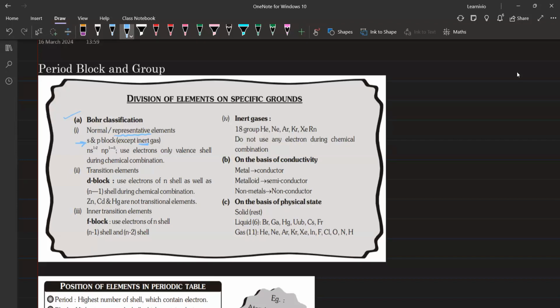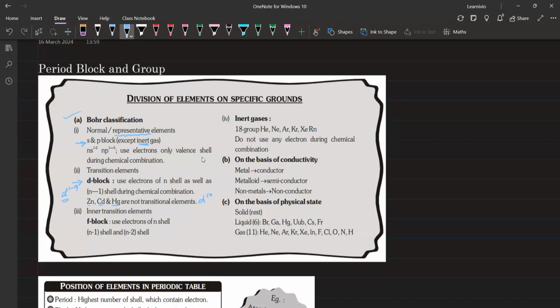Then you have the transition elements, which are D block elements. The definition of a transition element is that it has a partial D subshell, that means D should have from 1 to 9 electrons, in its ground state or in its most common oxidation state. If it is D1 to 9, then it will be a transition element. An interesting fact is that Zn, Cd, and Hg, which are inside the D block, are not transition elements due to D10 configuration.